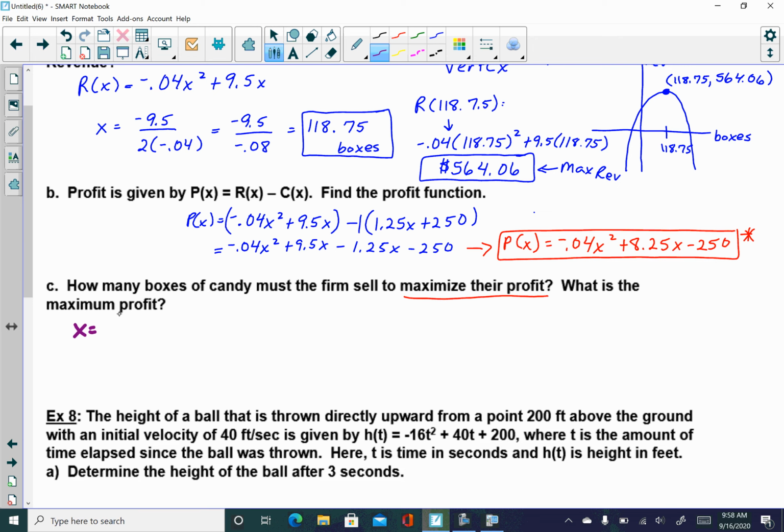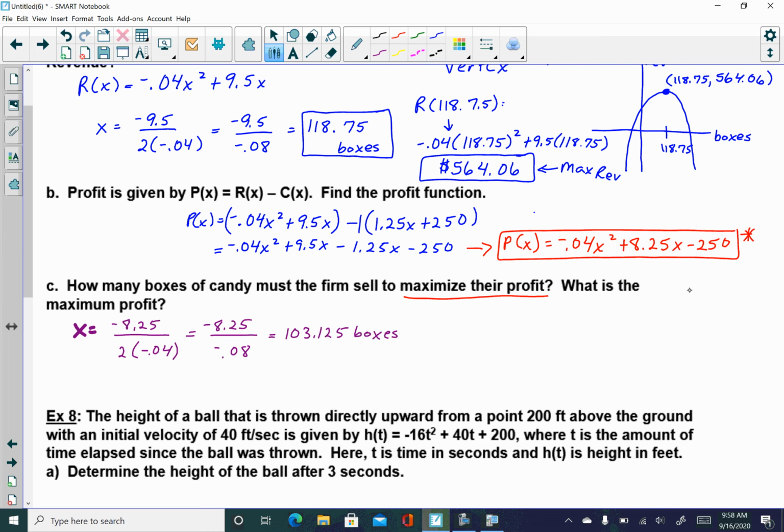So my vertex of that equation, x equals opposite b, so negative 8.25 over 2a, 2 times your negative 0.04. So that's negative 8.25 divided by a negative 0.08. Divide there, and that should land you at 103.125. So a little over 103 boxes will give them maximum profit.